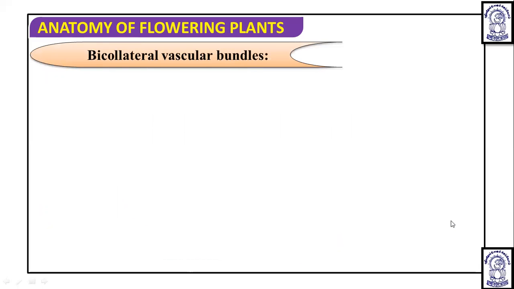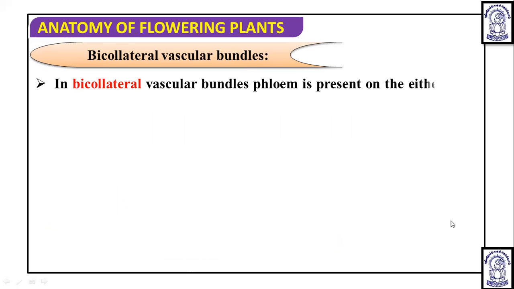Now, bicollateral vascular bundles are also present. In bicollateral vascular bundles, you will see that phloem is present on either side of the xylem, separated by a cambium. Means phloem is present.